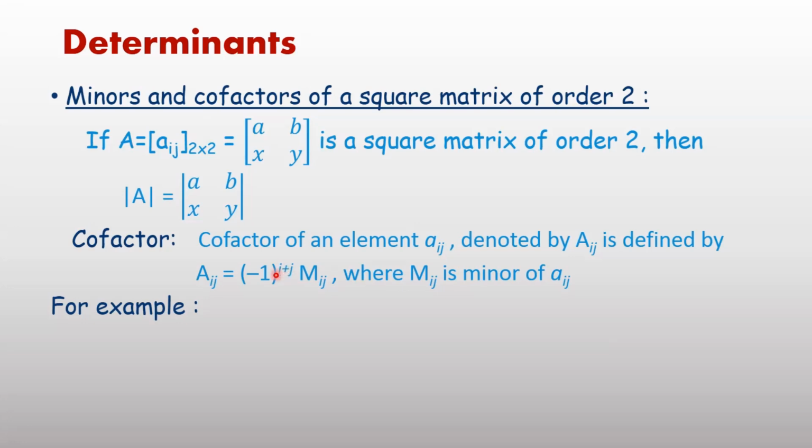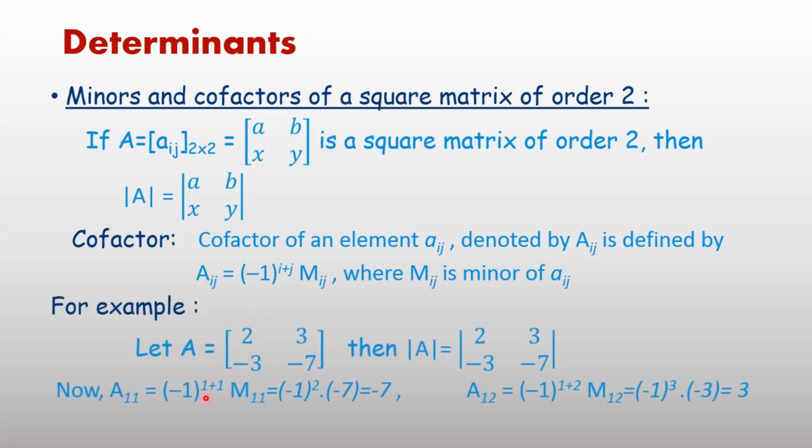It implies that (-1) power i plus j, if the value of i plus j is an even number, then cofactor and minor remain the same. If it is an odd number, then the sign will change. For example, A11: (-1) power 1 plus 1 means (-1) power 2, which means 1, and the value of M11 is, delete the first row and first column, what remains is -7. In this situation, you can easily observe that the value of minor and cofactor is the same.